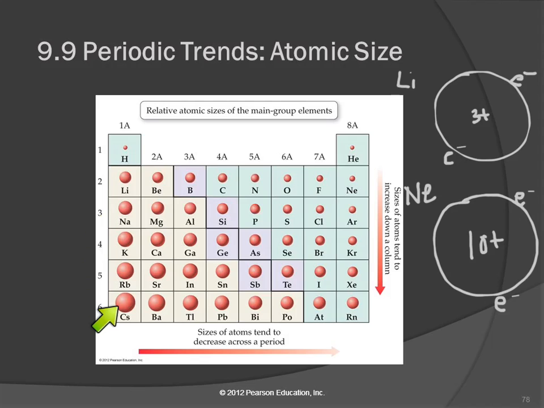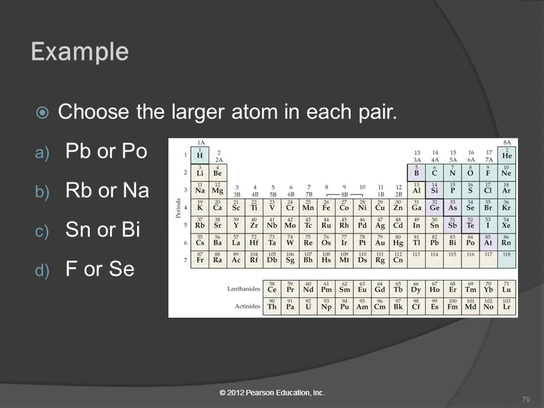Going down, that makes sense. They're getting bigger. Okay, we're adding more levels. Going across is hard, but these are the same level. The number of protons is increasing, the charge is increasing, and they're getting pulled in. Enough of that. So, what do you need to know how to do?